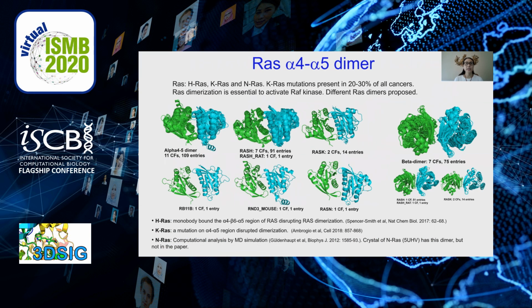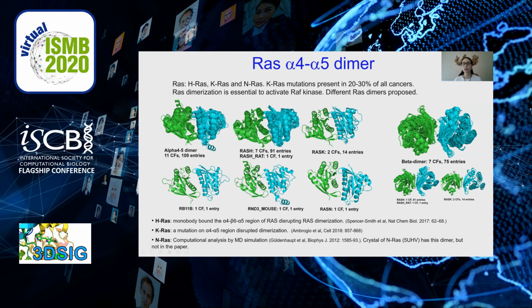The next one is about the RAS alpha 4 dimer. RAS proteins are HRAS, KRAS, and NRAS. RAS dimerization is essential to activate RAF kinase. Different RAS dimers are proposed. ProtCID has 2 decent clusters for RAS dimers. One is for the beta dimer, and the other one is the alpha 4-5 dimer.